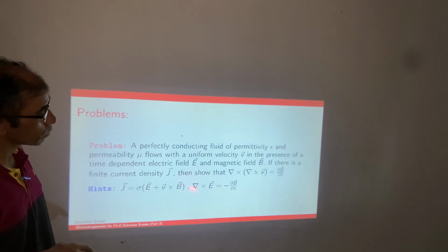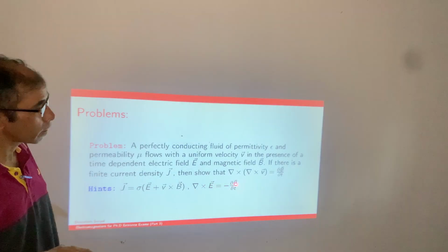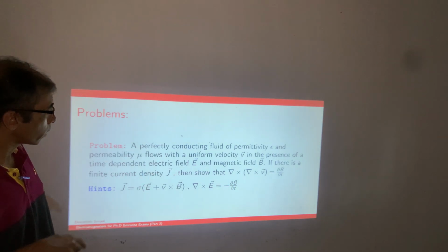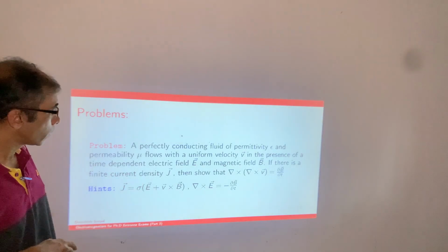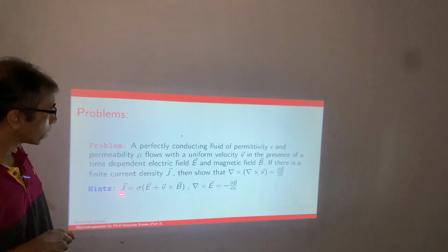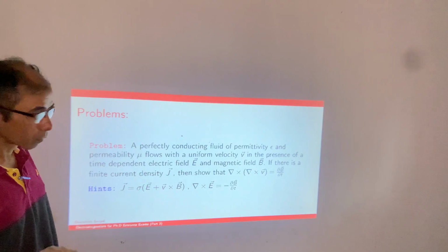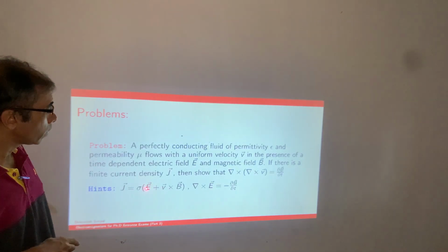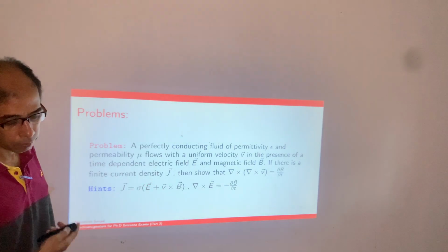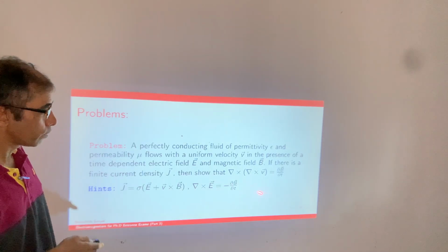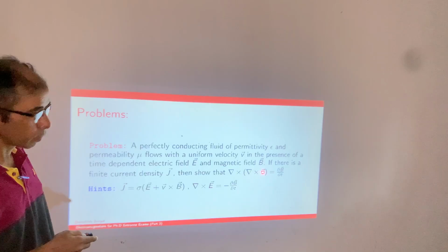And this is Maxwell's equation: curl of E is equal to minus del B del t. Now here it is given J is finite. So J is finite, but sigma is infinity. If sigma is infinity, then this can be finite only when this quantity tends to 0. Hence, we can write E is equal to minus V cross B. And after that, it's very trivial to show that from here you get this.